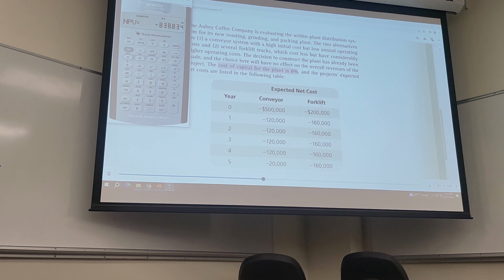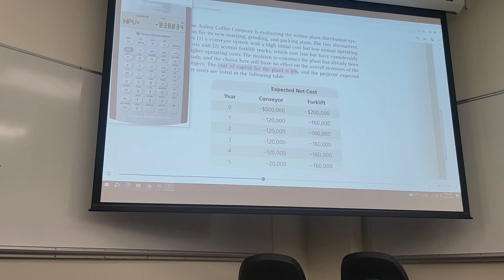This is a rare one. This is one that I don't always show because I don't want you guys thinking we always take projects that have a negative NPV. We don't. It's an expense. We want to minimize the expense, so the least expense between the two.